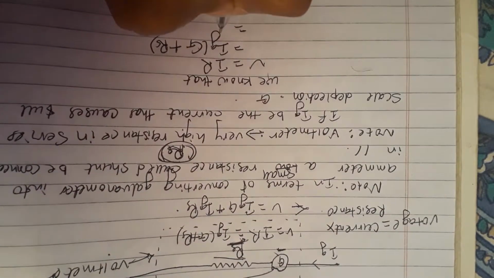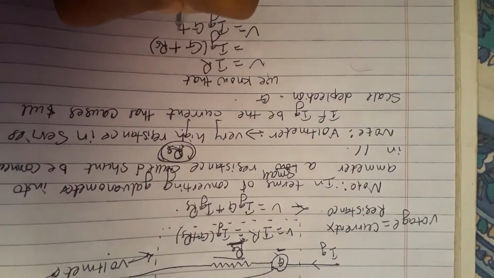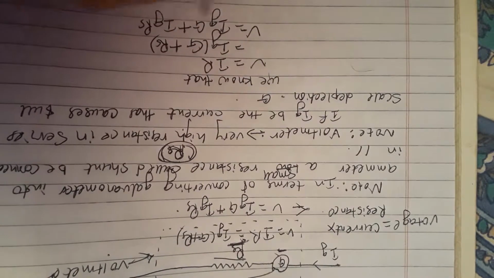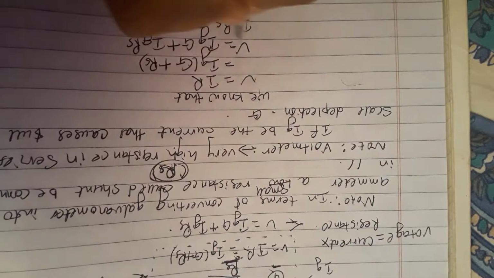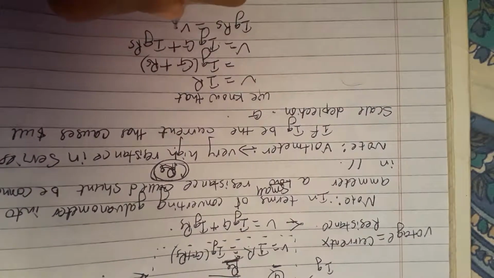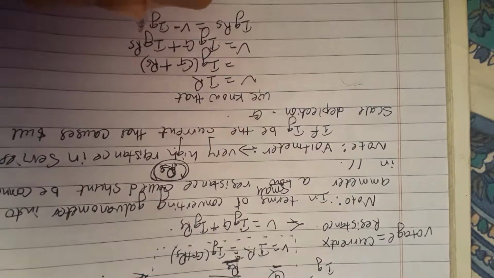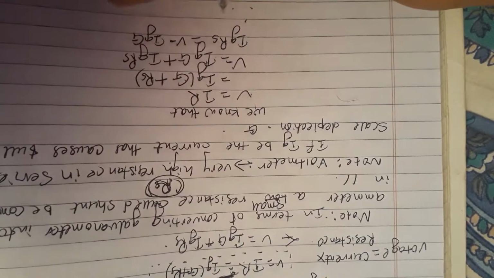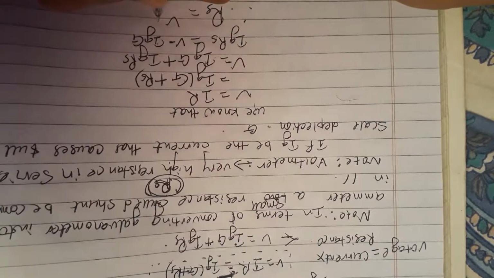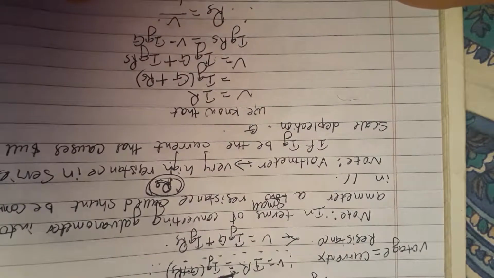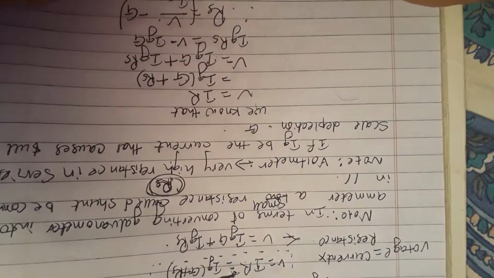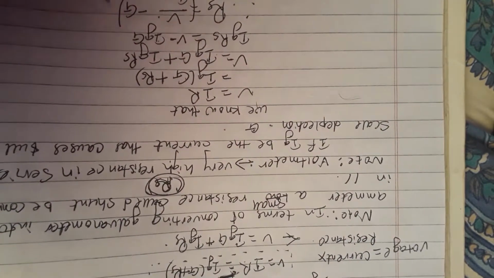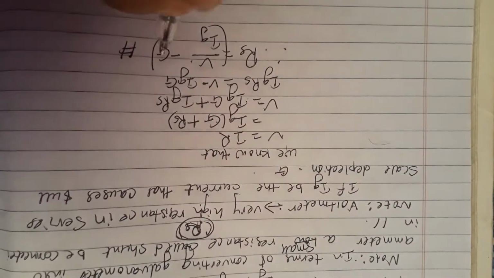Then V equals Ig G plus Ig Rs. Then Ig Rs equals V minus Ig G, since that goes to the opposite side and the sign changes to subtraction. Then you can find the resistance of that high resistance device, Rs equals V by Ig minus G. That is the required equation.